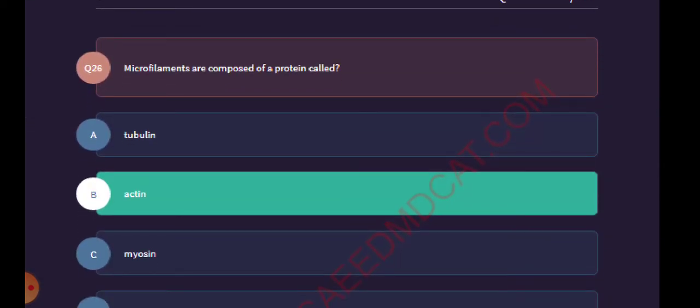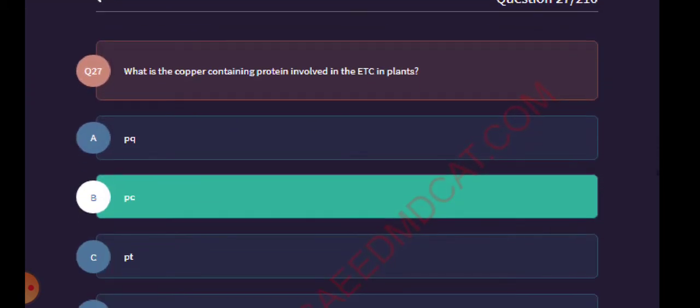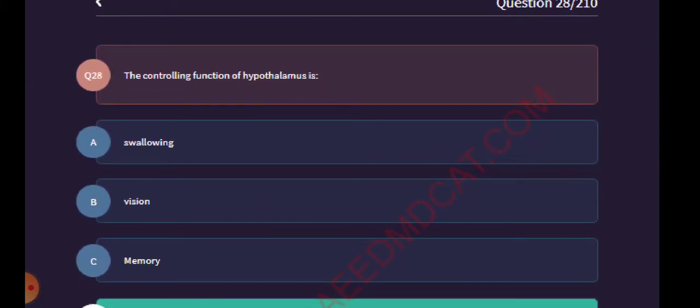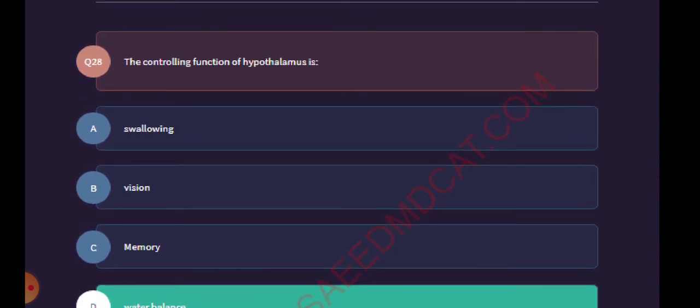Microfilaments are composed of the protein called actin. What is the copper-containing protein involved in the electron transport chain in plants? Plastocyanin. The controlling function of the hypothalamus is water balance.